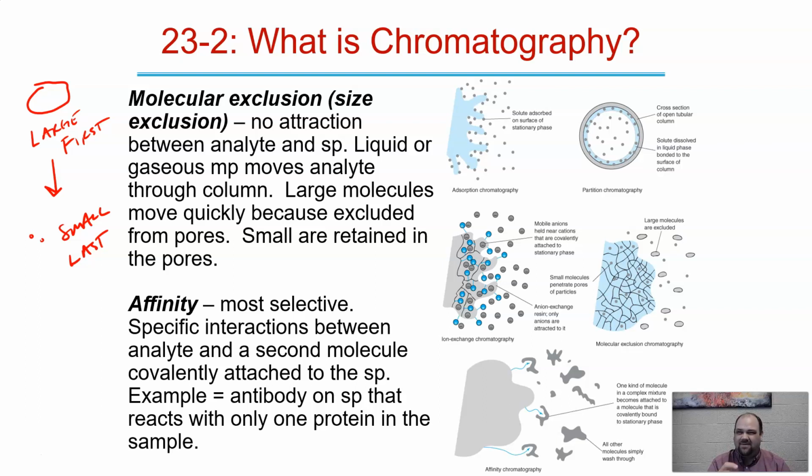Those interactions are very, very specific, and so affinity chromatography is a great way to separate things if the ligand that you're interested in has a corresponding antibody or receptacle, receiving molecule.